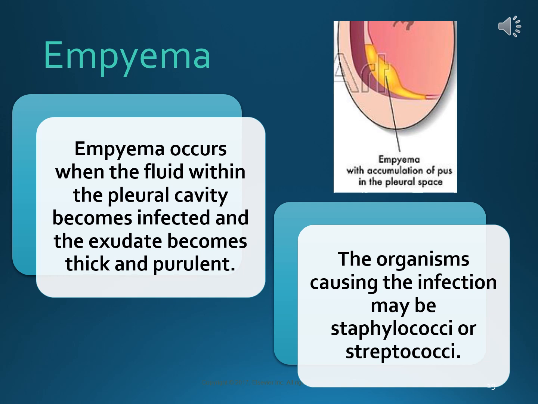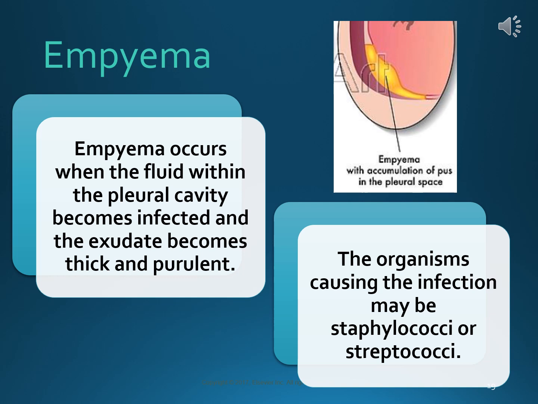I'm going to talk specifically about empyemas here, not because they are common, but because this is something you will probably see in at least one or two patients during your time at Kindred. As I mentioned previously, an empyema occurs when there's a collection of fluid in the pleural cavity and it becomes infected and the exudate becomes very thick and purulent.